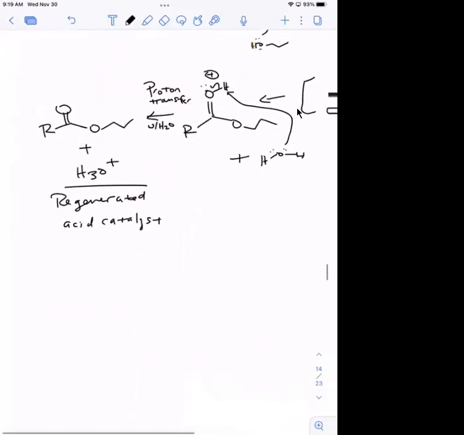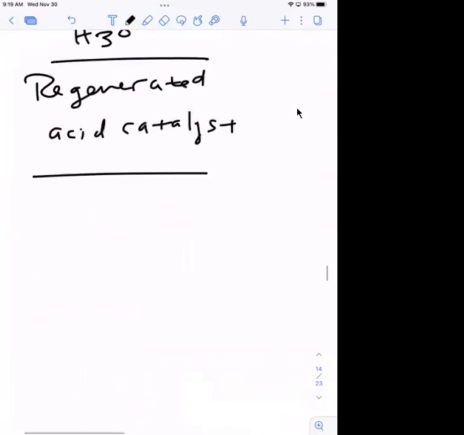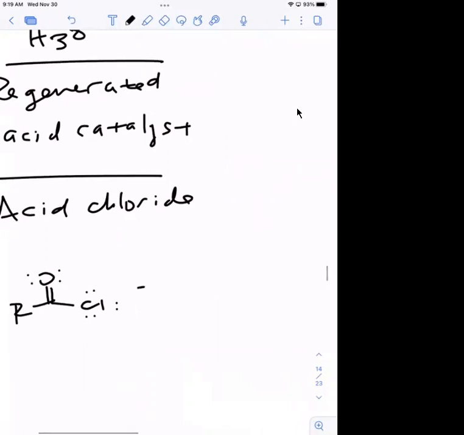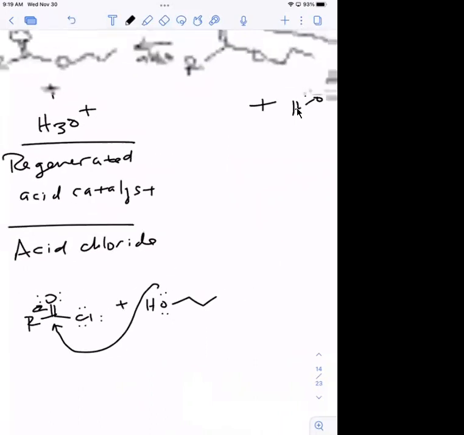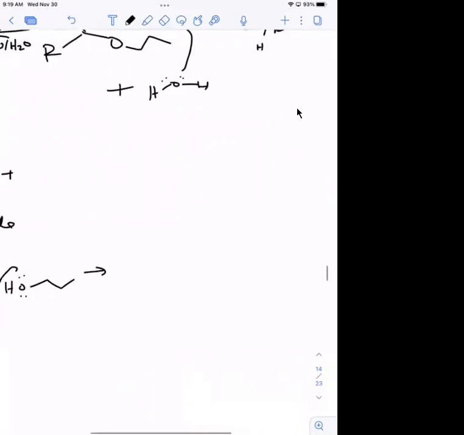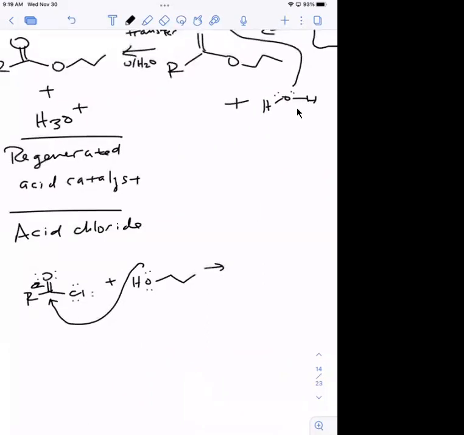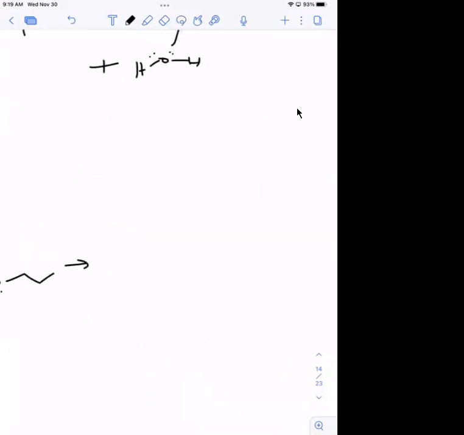With the other reaction, I don't need a catalyst with the acid chloride reaction. Right, acid chlorides are highly reactive. So I'm reacting that with the same alcohol, right? And all the initial steps are identical. So just like the transesterification, I'm going to attack the carbonyl with the oxygen from the alcohol, because that's my nucleophile, and I'm going to end up with a tetrahedral intermediate that looks like this.